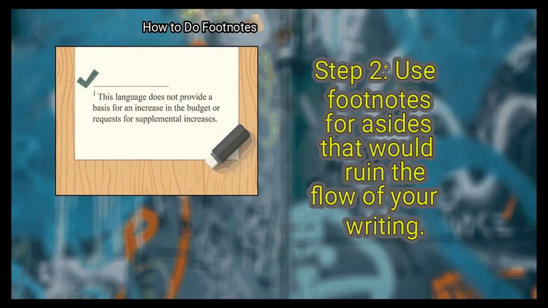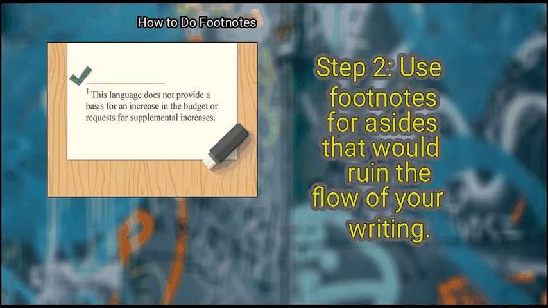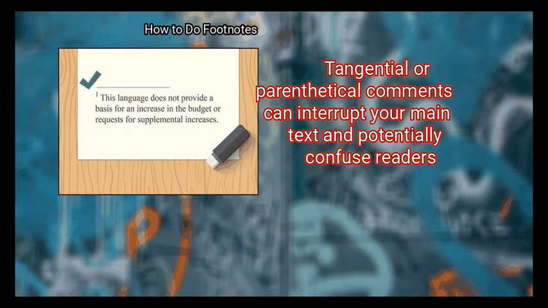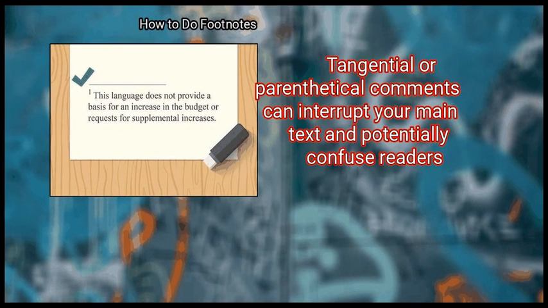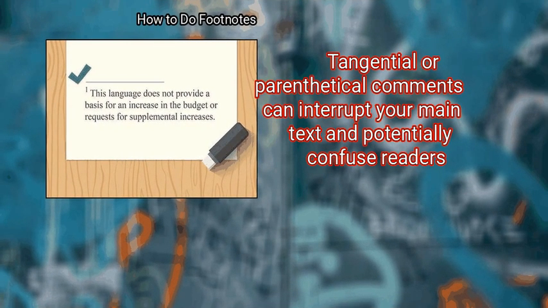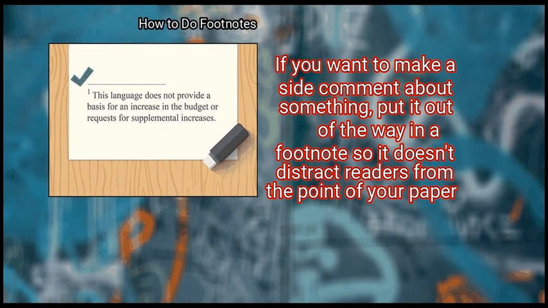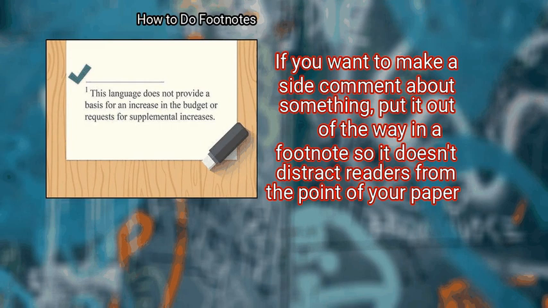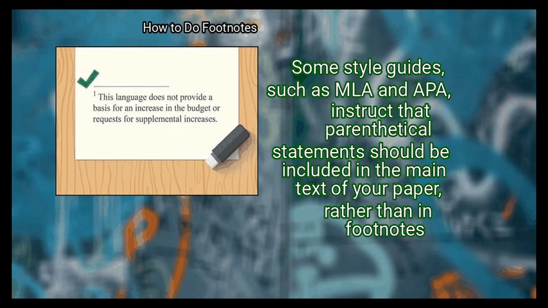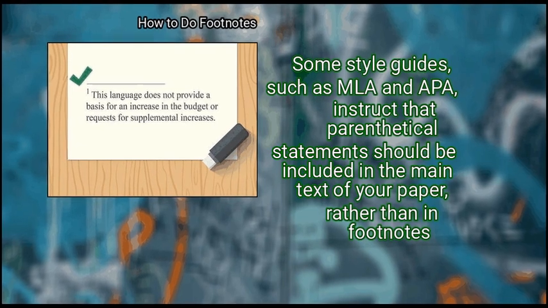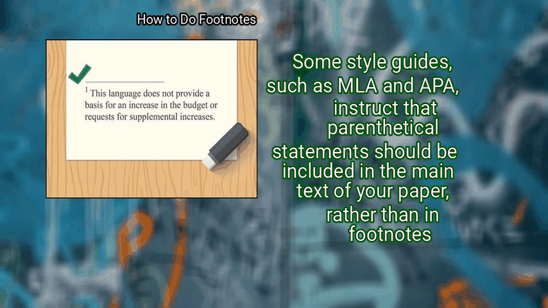Step 2: Use footnotes for asides that would ruin the flow of your writing. Tangential or parenthetical comments can interrupt your main text and potentially confuse readers. If you want to make a side comment about something, put it out of the way in a footnote so it doesn't distract readers from the point of your paper. Some style guides, such as MLA and APA, instruct that parenthetical statements should be included in the main text of your paper, rather than in footnotes.